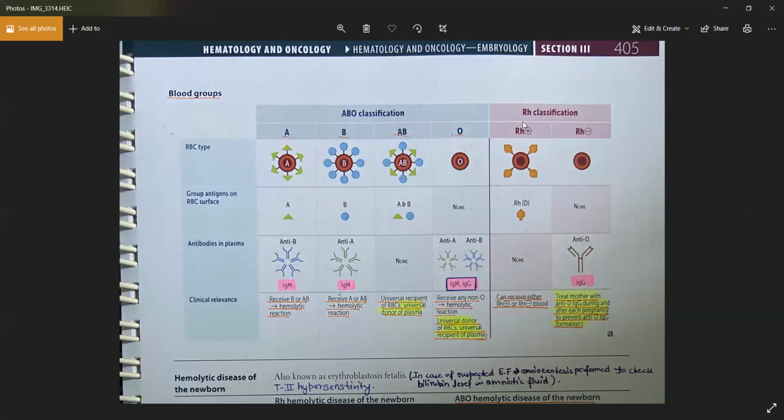For the RH classification, you either have an RH antigen or you do not have this antigen, right? So if you have the RH antigen, you call it RH positive. If you do not have the antigen, you call it RH negative. For the RH positive RBCs, you do not have any antibody in the plasma. For the RH negative RBCs, you have the anti-D antibodies. Very important, you call them anti-D antibodies, and these are also IgG type, which means they can easily cross the placenta and can cause hemolysis in the fetus, right?